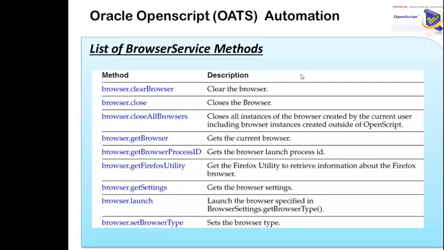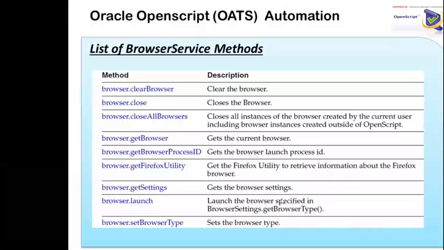browser.getBrowser gives you the current browser details, which browser is open and what current session is going on. Browser process ID is a method you will mostly use when writing load testing scripts, but yes, this gives you the current process ID of the browser which is under session, or which is active. Get Firefox utility retrieves information about your Firefox browser. We will see an example of this.